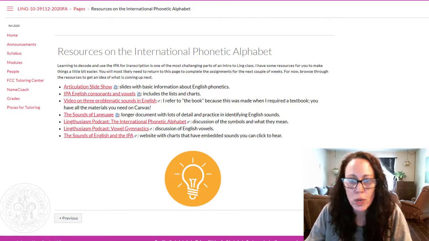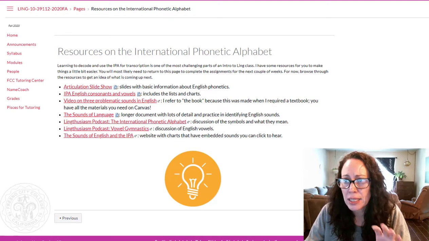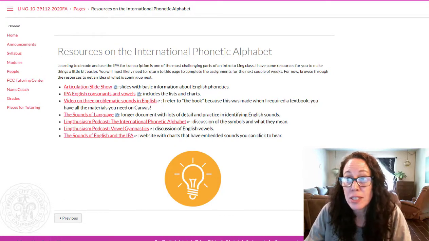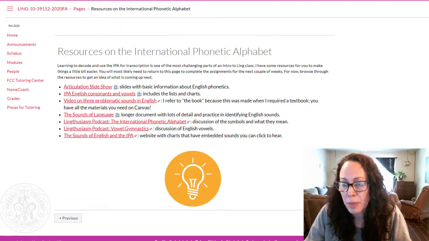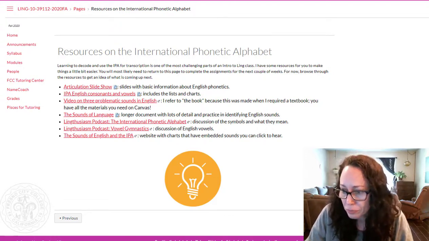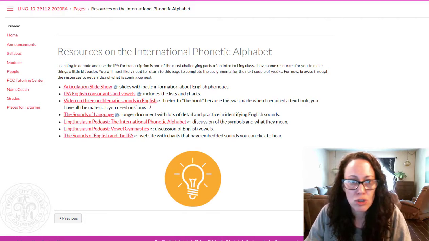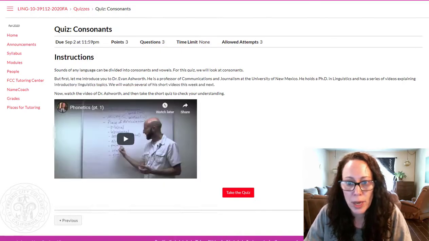Before you get to the quizzes, I have this page for you. It has a ton of different resources. A lot of them cover the same information, but in different ways. So go ahead and take a look at each of them. At this point, I'm not expecting you to truly understand this, but this is a page that you will probably want to come back to as you're completing the assignments for this week and also for next.